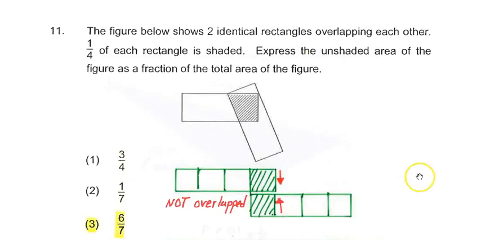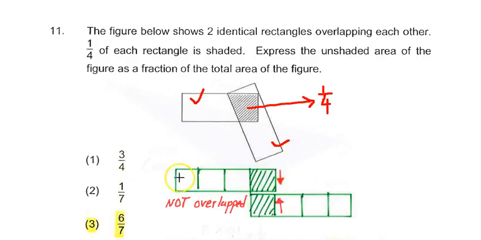Now the figure below shows 2 identical rectangles overlapping each other. And they are telling you something very, very interesting. That this part over here is 1/4. Now 1/4 is shaded off from this block and from this block. It means no matter how they block, it is still 1/4 of the area.